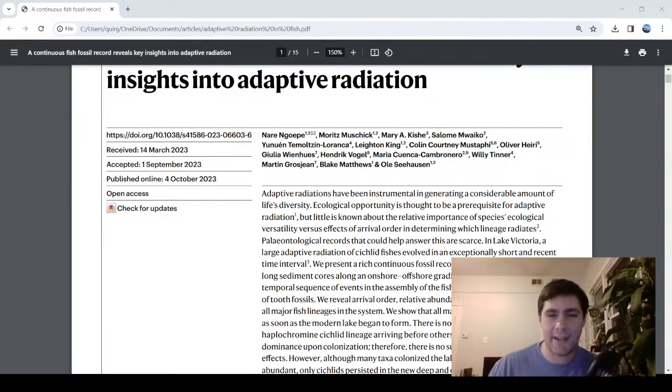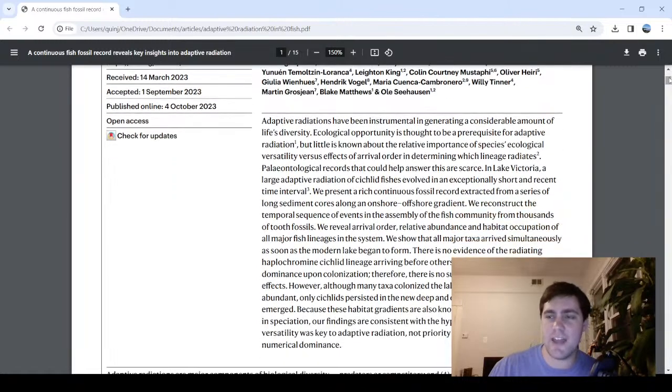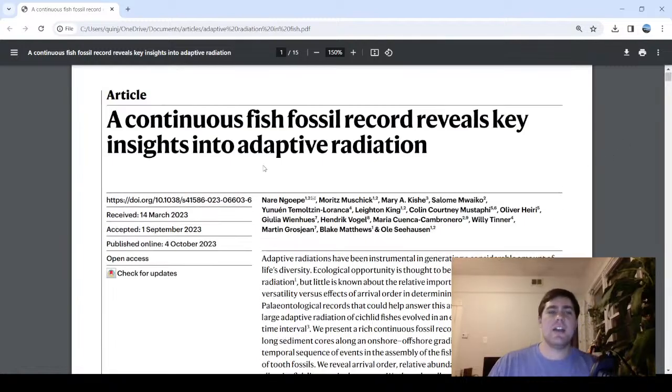Hello, and welcome back to another episode of reading just any old science article that is interesting to me. And this one here is a recent one, I guess it was published online in October. And it is about adaptive radiation. And so, a continuous fish fossil record reveals key insights into adaptive radiation.